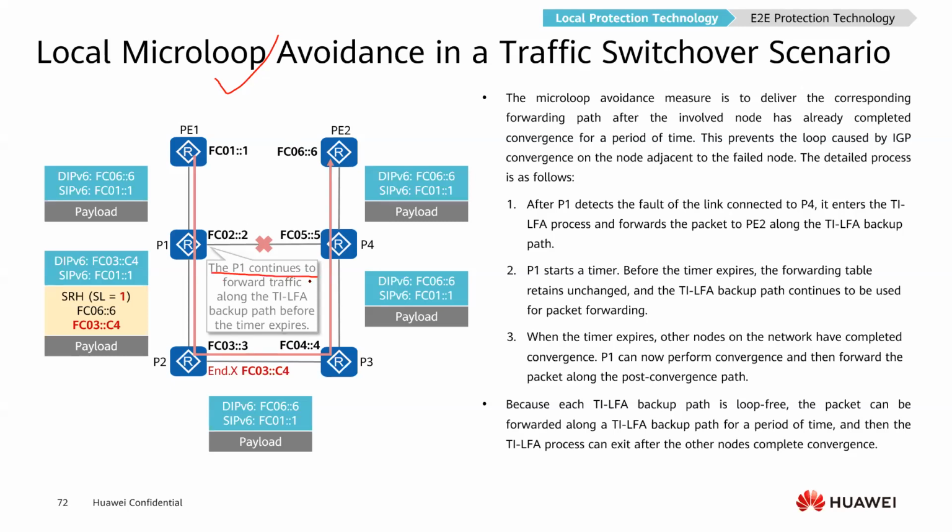P1, after they finish the convergence, will not directly quit the TR-alpha status. They will wait a time until the time expires, which means until P2 finishes the convergence. Then P1 will forward the packet in the normal way. Okay, so this is for the local macro loop avoidance.